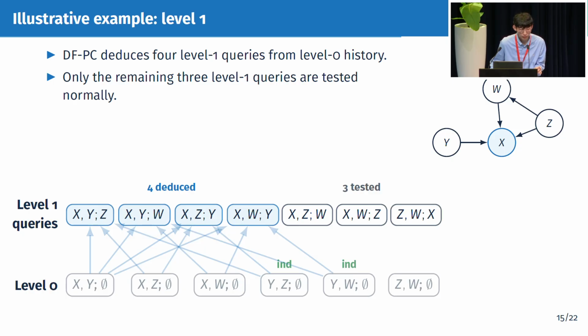At level 1, the difference begins. A standard PC algorithm would statistically test all 7 queries listed on the upper row. But DFPC, on the other hand, can deduce 4 of them directly from the level 0 query history. Those are the blue queries. So only the remaining 3 queries actually require statistical tests. The key point is that the information collected at an earlier level is now reused to infer or replace later tests.